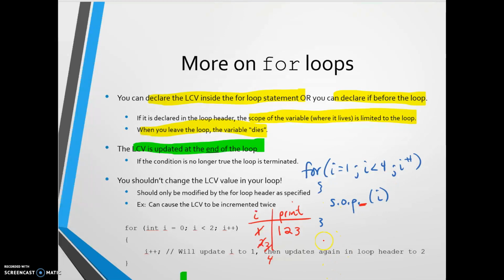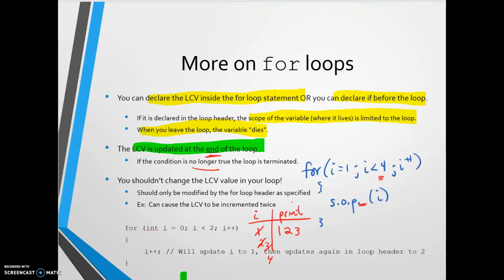So when I leave my loop, my I value is actually greater than that exit condition. In order to continue working, I have to be less than 4. And as soon as I equals 4, I leave the loop. Okay, so that's what we mean when we say that the LCV is updated at the end of the loop. And since the condition is no longer true, we leave the loop.